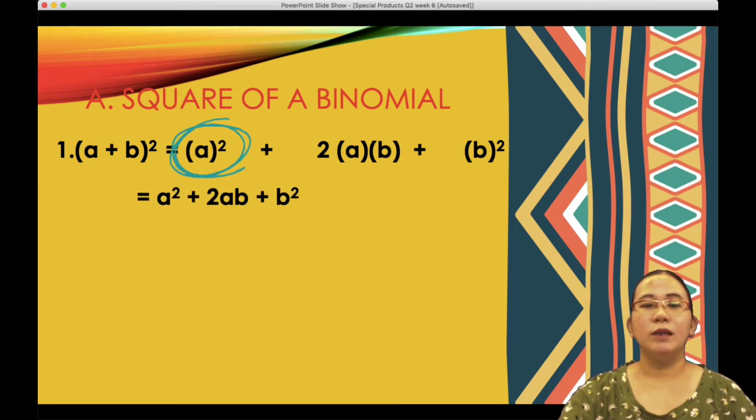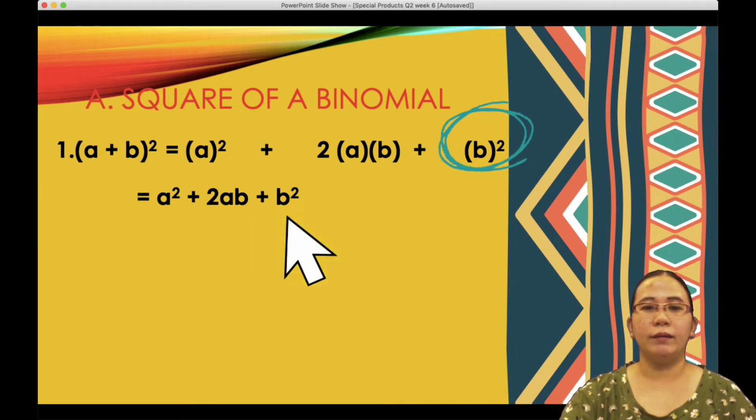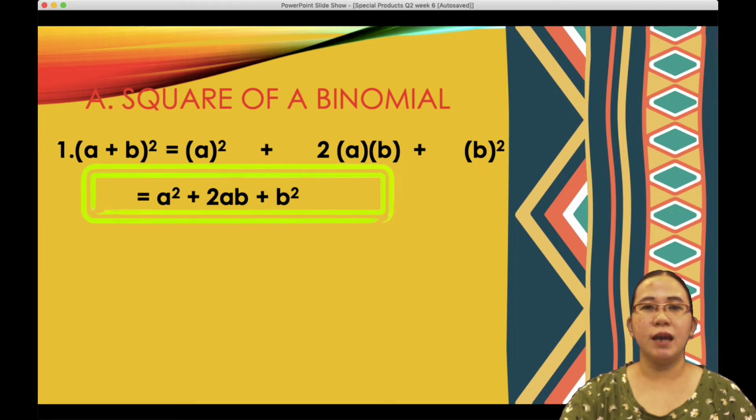So, we square A. A times A is A squared. And then, multiply 2 to the product of the first term, A, and last term, B. 2 times A times B is equal to 2AB. Lastly, square B. B times B is B squared. Thus, the square of the sum of A and B is A squared plus 2AB plus B squared.